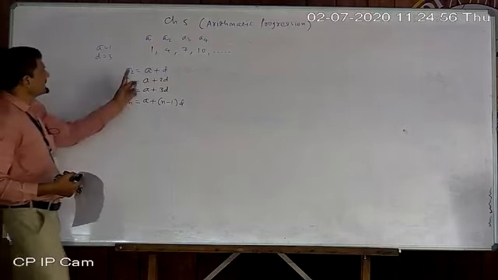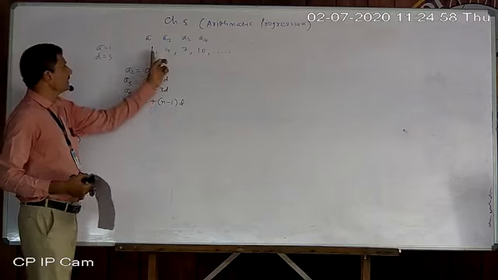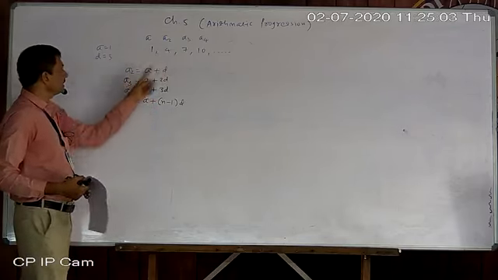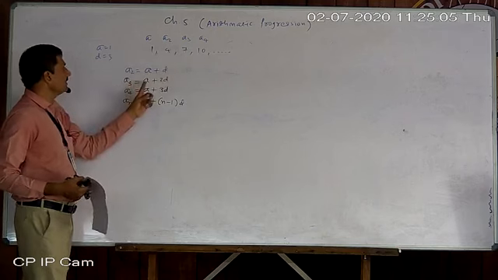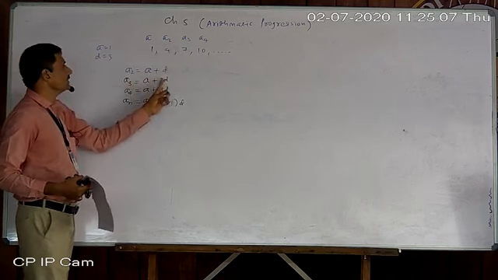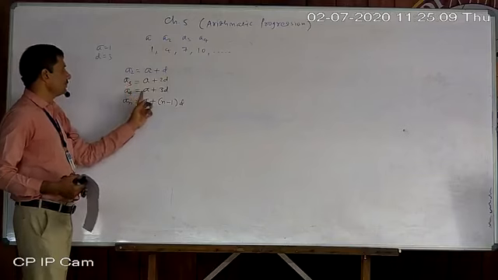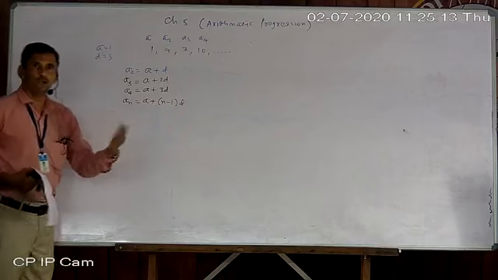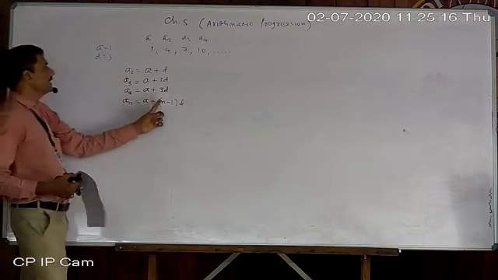Okay, a2 equals a plus d. We just verify here: a1 plus 3, so 4, we got. Now a3, why 7? Because 1 plus 2 threes are 6, so 7. a4, 1 plus 3 threes are 9, so 10. So if you want to find the nth term, then it will be n minus 1.